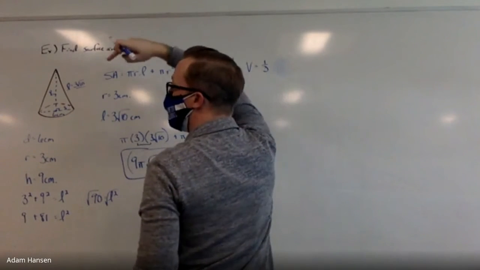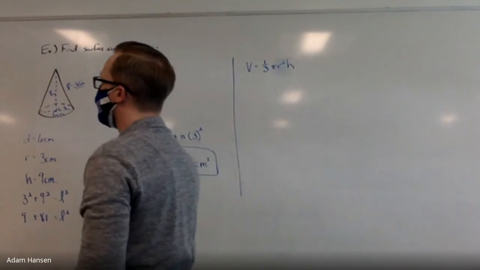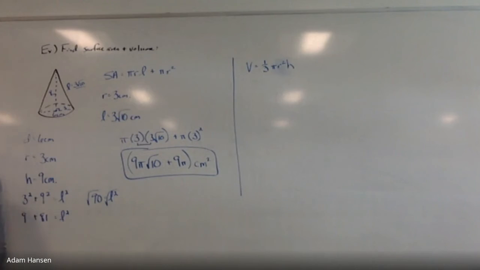For a cone, the volume is 1/3 pi r squared h. Do this one, please. I'll leave you guys this one to figure out first. 1/3 pi times r squared times h. What's the radius? 3. What's the height? 9. Plug those in and simplify as much as you can, please.